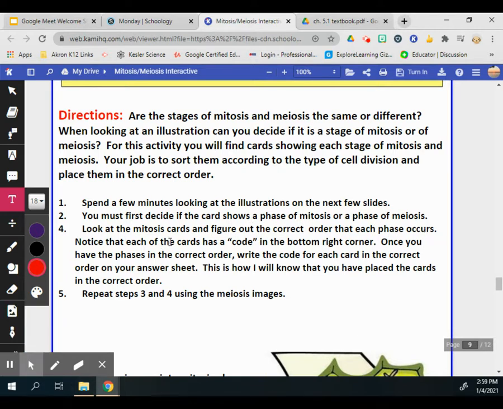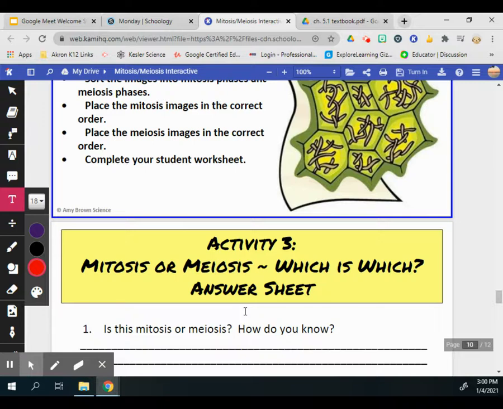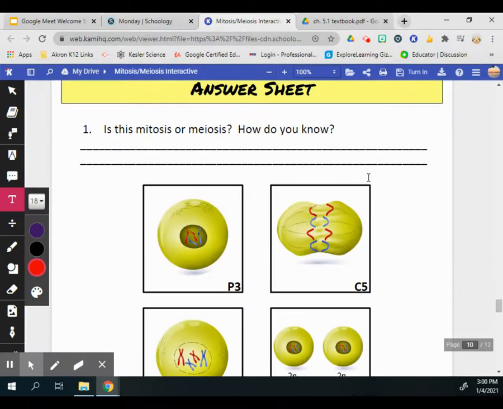You're going to look at the mitosis cards and then figure out what their correct order is. So after you figure out which group is showing mitosis and which group is showing meiosis, you're going to try and figure out their correct order. Each of the cards has a specific code on them. You're going to record their order, and I'll show you how to do that. And then you're going to do the same thing for the meiosis cards. So those are your tasks. You're going to sort them into whether they're mitosis or meiosis. Then you're going to put mitosis images in order, and then the meiosis images in order, and then you're going to answer the questions. So here, is this mitosis or meiosis, and how do you know?